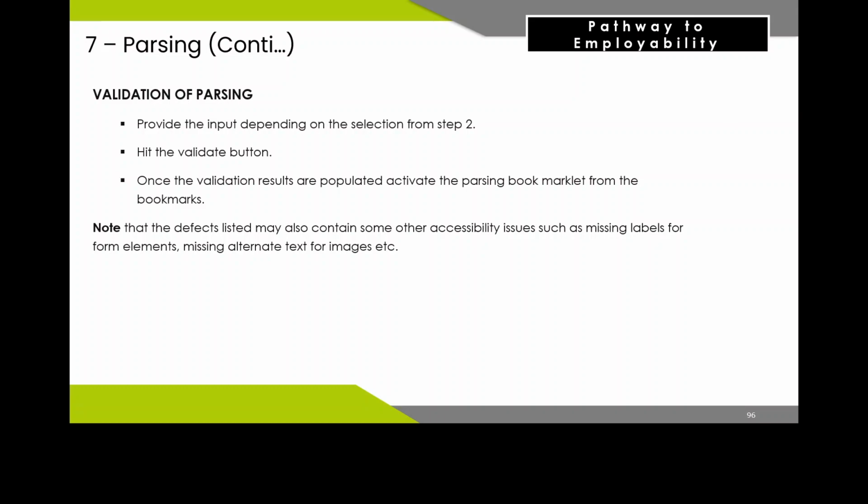Note that the defects listed may also contain some other accessibility issues such as missing labels for form elements, missing alternate text for images, etc. Note, other automation tools like Axe can identify the presence of duplicate ID values.